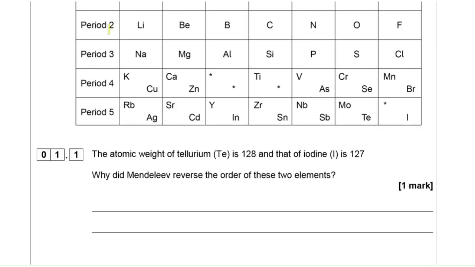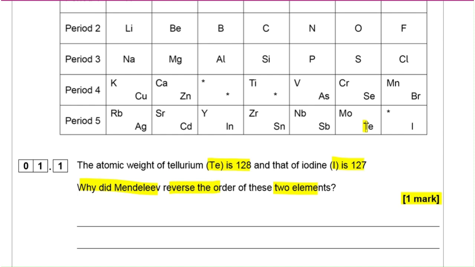The atomic weight of tellurium, Te, is 128, and that of iodine is 127. Why did Mendeleev reverse the order of these two elements? And this is for 1 mark. So let's look at figure 1. Here's tellurium, look, and here's iodine. They were obviously swapped over before Mendeleev changed them.